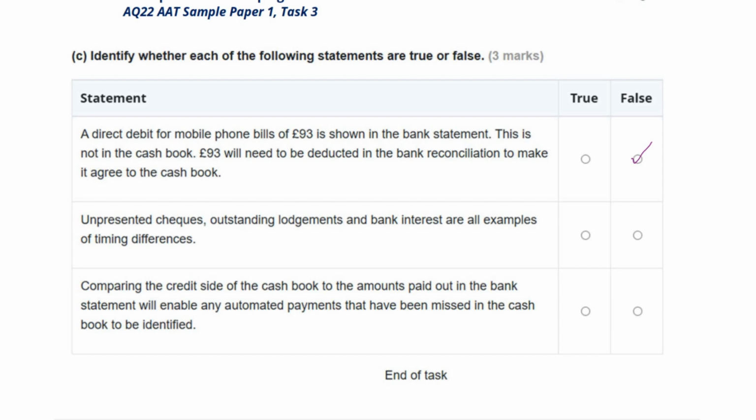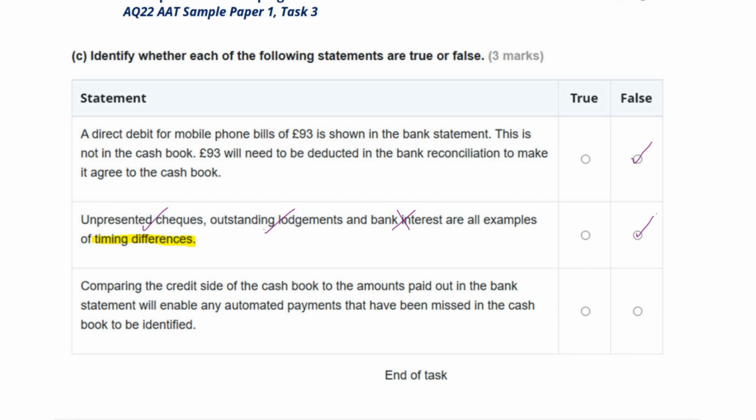Unpresented cheques, outstanding lodgements and bank interest are all examples of timing differences. Be careful with reading this, because your unpresented cheques are a timing difference, your outstanding lodgements are a timing difference, but your bank interest isn't. It just appears on your bank statement, but it wouldn't be in your cash book. So it'd be a cash book adjustment that you'd need to do. It's not a timing difference. So therefore that statement is false.